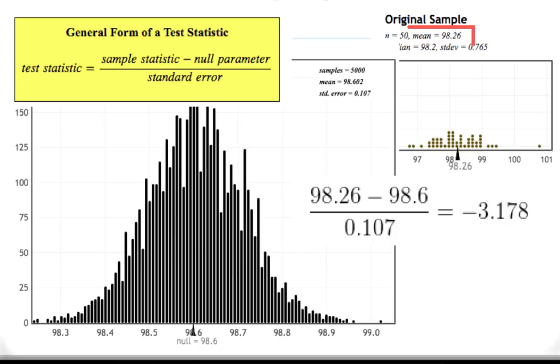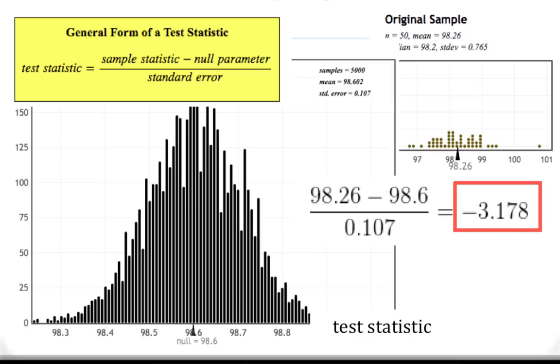Our sample statistic minus the null parameter divided by the standard error gives us a test statistic of negative 3.178. Next week, we'll learn that for means, we actually use a t-distribution instead of a z-distribution. But either way, this is our test statistic.